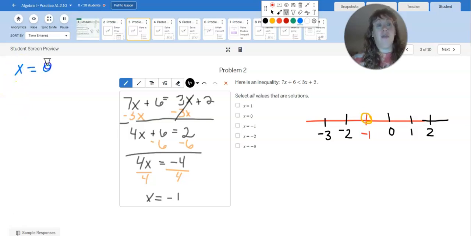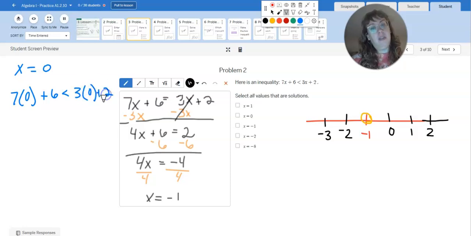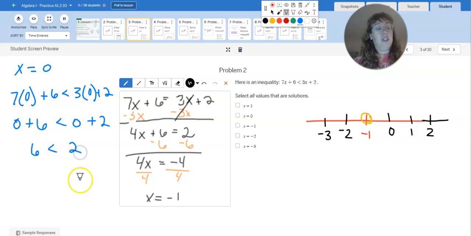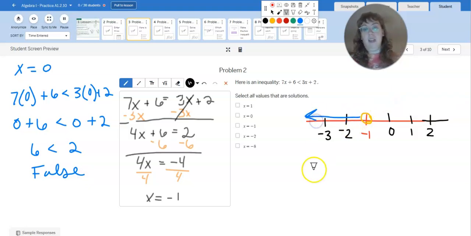0 is always a great number to plug in. So instead of 7 times x, we have 7 times 0 plus 6 is less than 3 times 0 plus 2. 7 times 0 is 0 plus 6 is less than 3 times 0 is 0 plus 2. So we get 6 is less than 2, which of course we know is false, which means we are shading this way to the left.